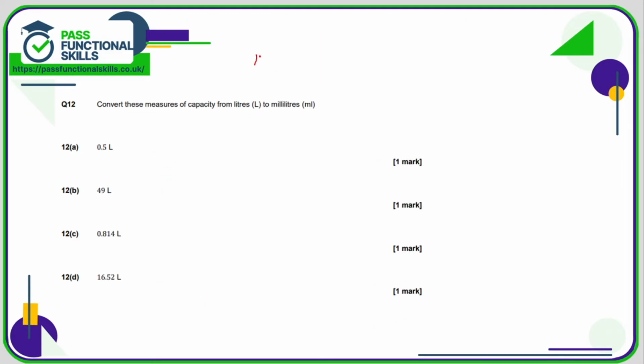Just a reminder that 1 litre is 1,000 millilitres. So if we're converting from litres to millilitres, we are multiplying by 1,000. So 0.5, I'm going to write as 0.5 with some zeros to the right of it, and we're going to move the decimal point 3 positions to the right, so 1, 2, 3, so 500.0, in other words 500 millilitres.